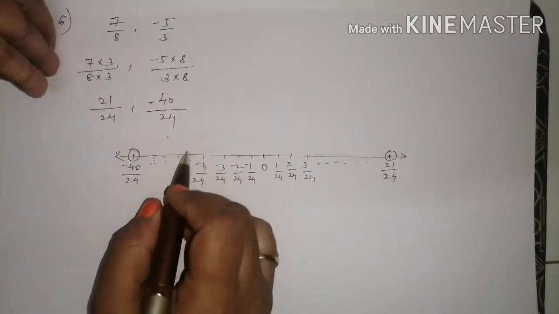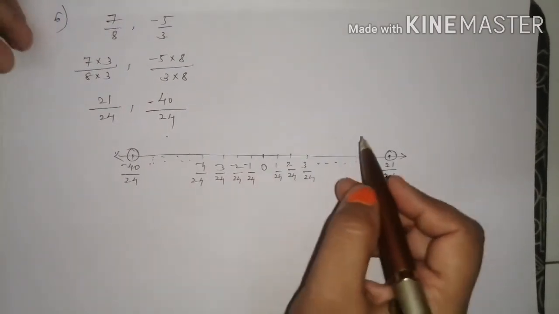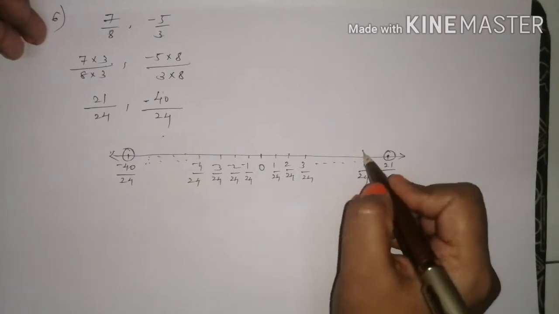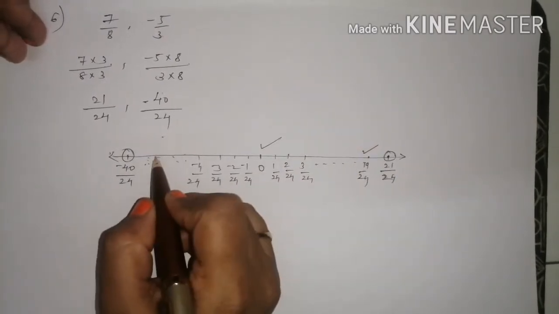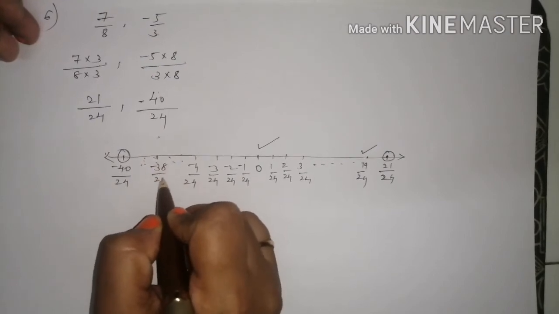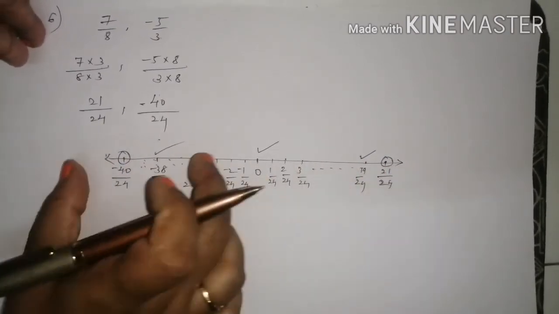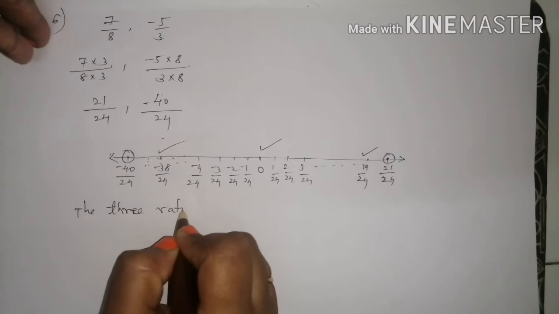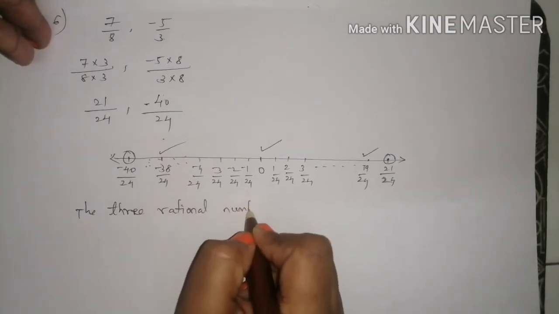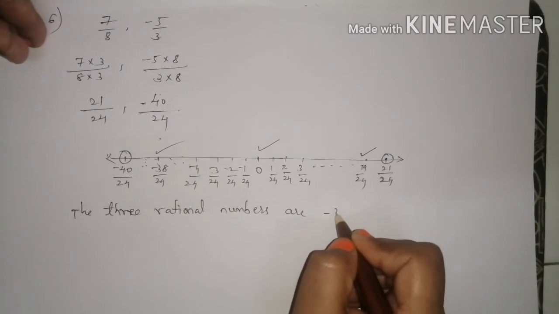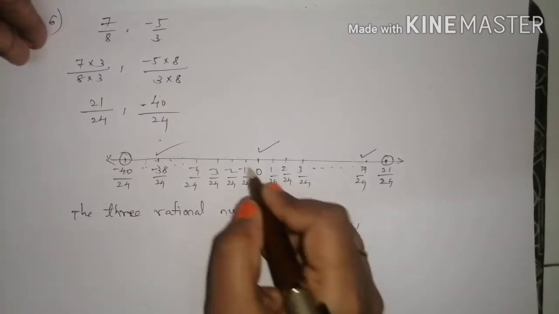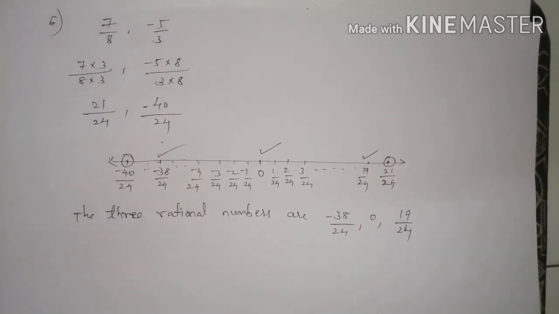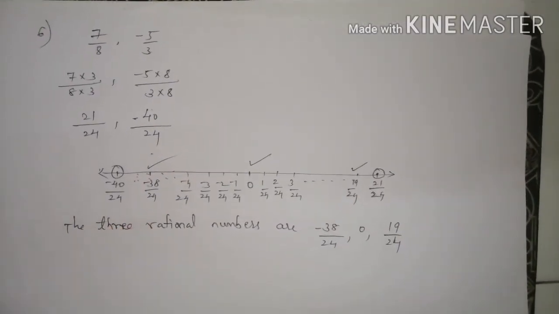So here I am taking minus 19 upon 24. Okay, one I am taking this, one I am taking again 0, and one I can take it as minus 38 upon 24 also. You can take any three rational numbers that lie between these two numbers. Therefore the three rational numbers are minus 38 upon 24, 0, and 19 upon 24. Now let's move to the seventh sum.